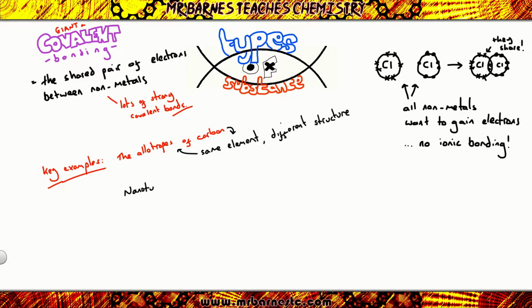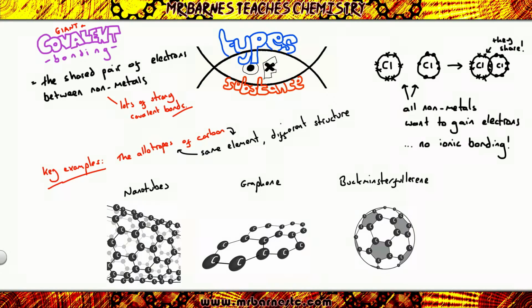There are 3 other allotropes of carbon that you do need to know, which are nanotubes, graphene, and Buckminster fullerene. One thing that's really important is Buckminster fullerene itself is not a giant covalent compound. That has the formula C60, so that is simple covalent. But I've put it in here because it's an allotrope.